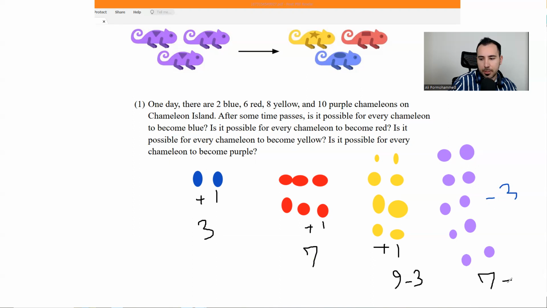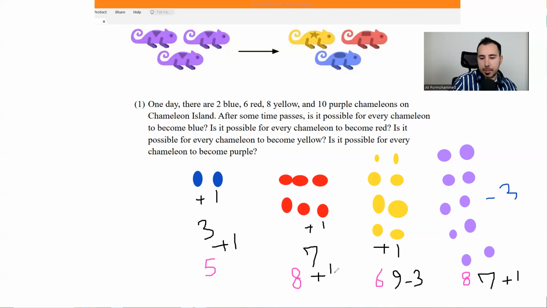Each one will be plus by 1, plus by 1, again plus by 1. So what do we end up with? We will end up, I'm going to change my color, with 5 blues, not very important, with, let's see, I think it's 8, will be 8, and then 8 here, and then 6 here. Okay.